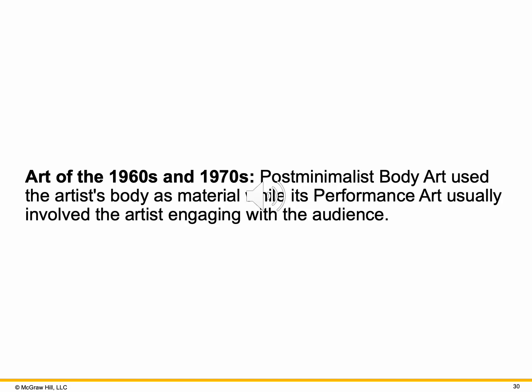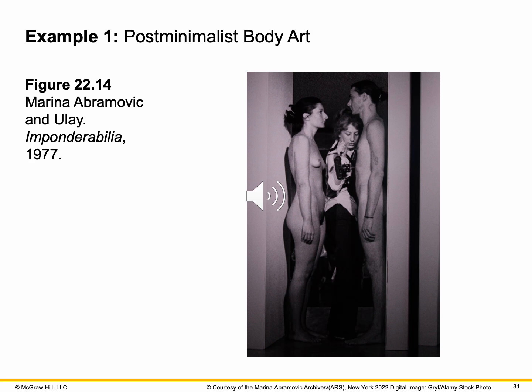Art of the 1960s and 1970s. Post-minimalist body art used the artist's body as material, while its performance art usually involved the artist engaging with the audience. Much of the performance art of the 1970s concerned the relationship between the artist and the spectator. An example is Imponderabilia, which the artist Marina Abramovic performed with her partner Ulay in a museum in Italy.